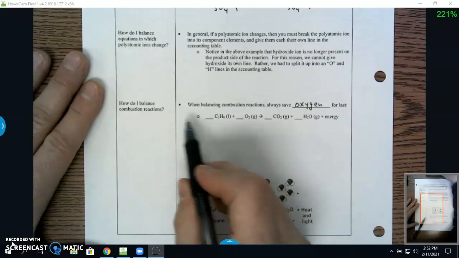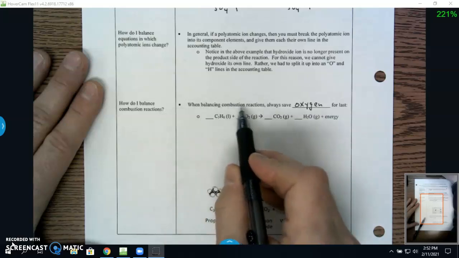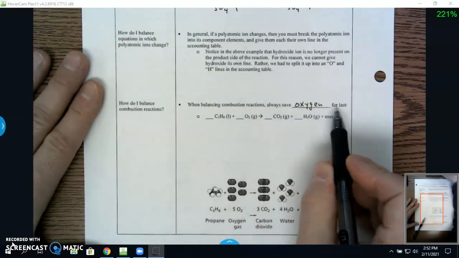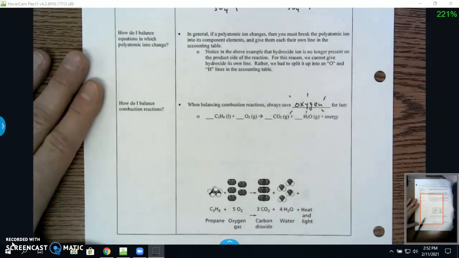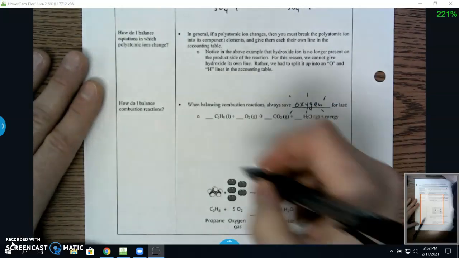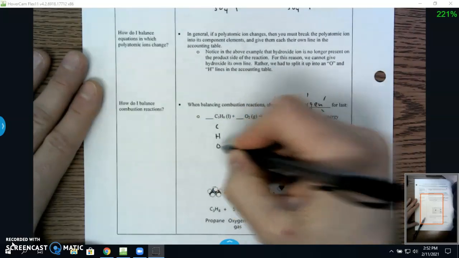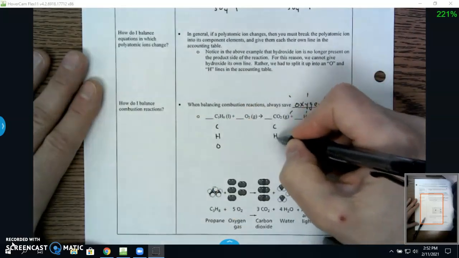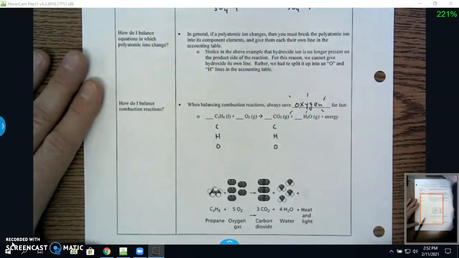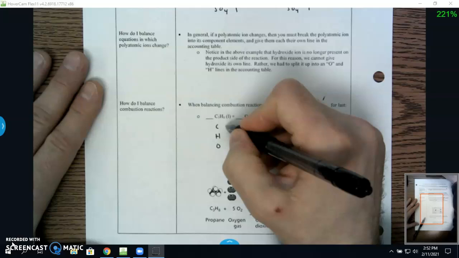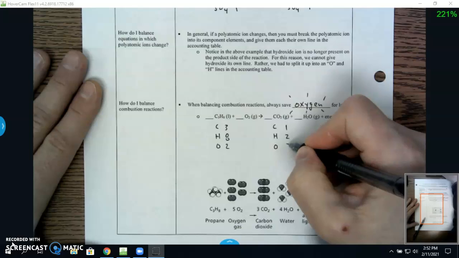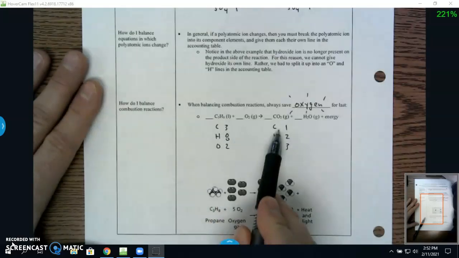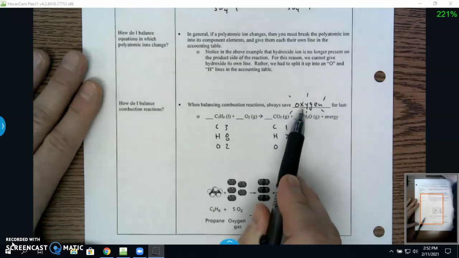So here's what we do when we balance combustion reactions. When we balance these, we always save oxygen for last. Really important statement right here. I'm going to really emphasize that. Save oxygen for last. I'm going to make my accounting table. Take account for the initial number and type that I have on the left and the right. And it really doesn't matter if I balance the carbons or the hydrogens first, but because this is a combustion reaction, I have to save oxygen for last.